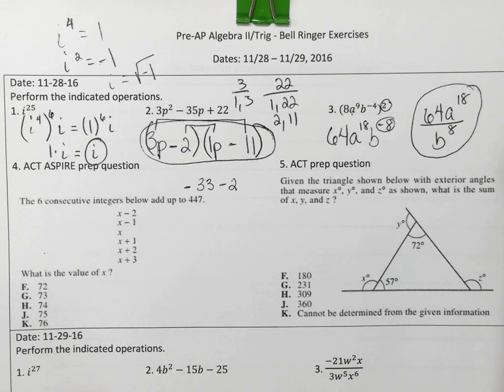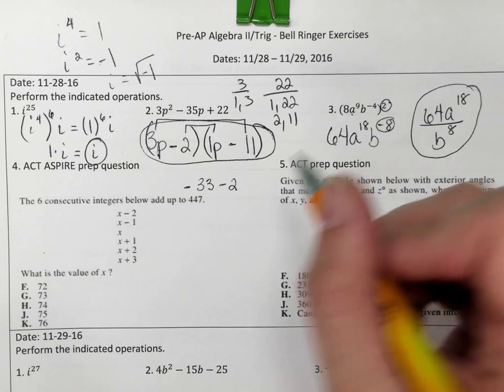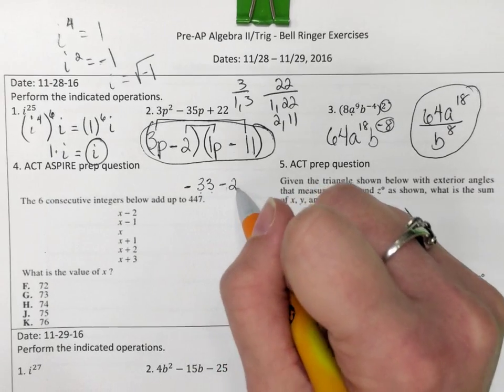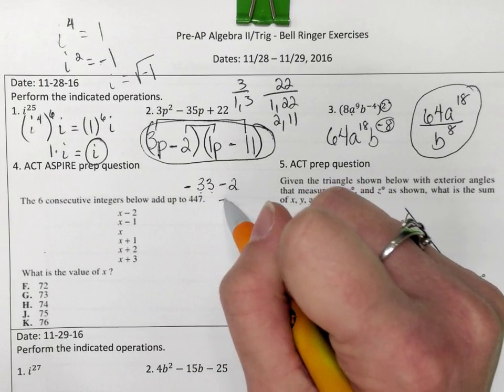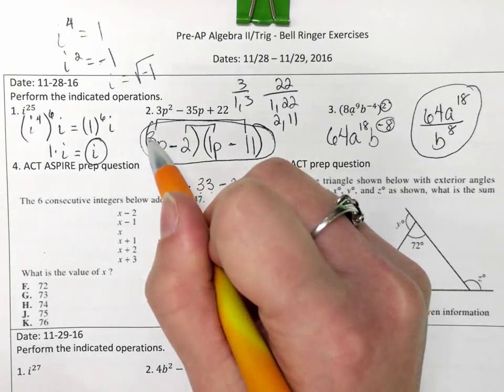Yeah? Negative, no, negative 33 and negative 2 gives me negative 35. Where do you get them? The outer.